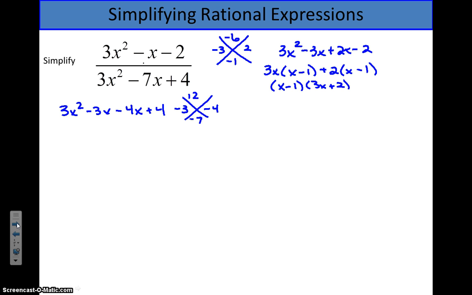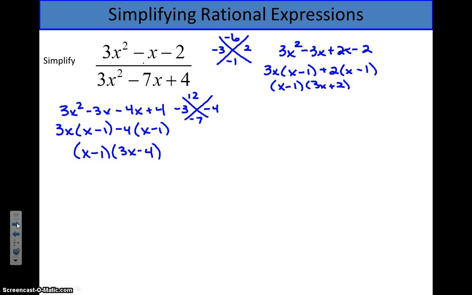Grouping from the first two gives us a GCF of 3x. So x minus 1 is our factor there. In our second group here, we actually want to take out a negative 4, and so that leaves us with x minus 1 as well. So those factors are x minus 1 and 3x minus 4.